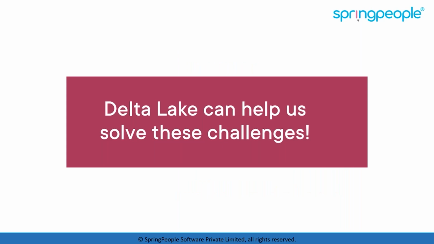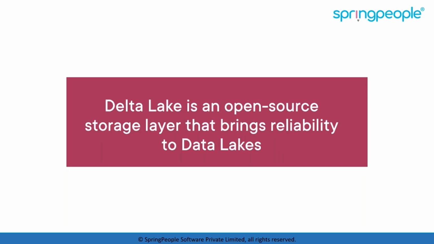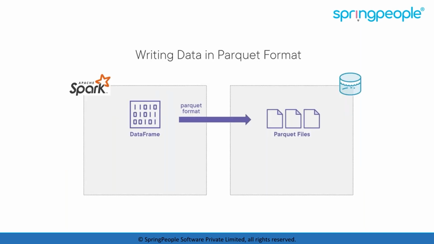That's where Delta Lake came into play. Delta Lake can help us avoid all the problems that we are facing with data silos, data warehouses, and data lakes. We came up with a new solution to avoid all these problems called Delta Lake. Delta Lake is an open source storage layer that brings reliability to your data lakes.